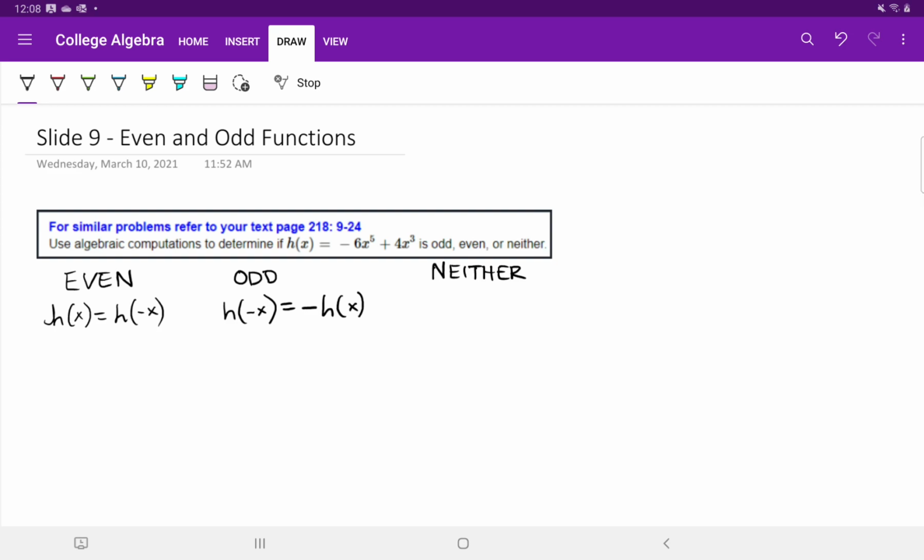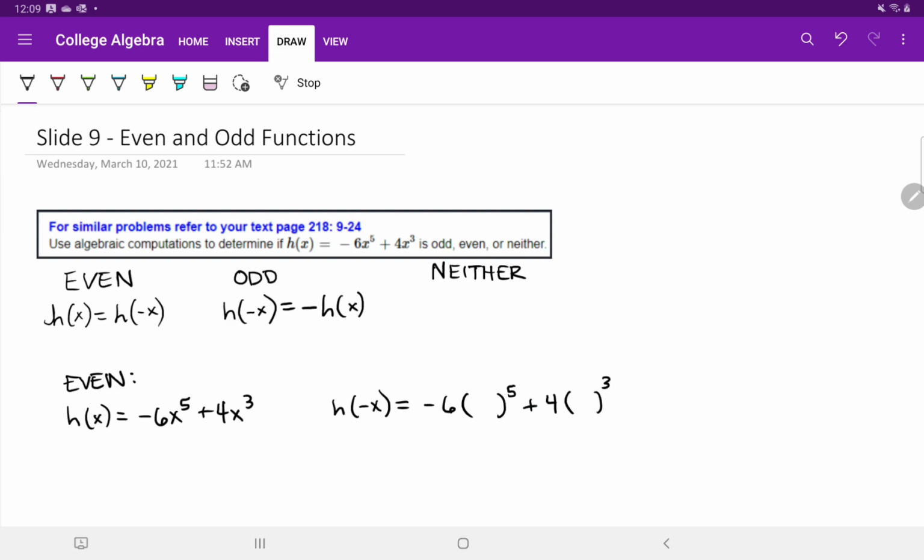We'll start with even. So to test for evenness, first we need to find h of x. Well, that's easy because they told us that in the problem. H of x is negative 6x to the fifth plus 4x cubed. We also need to find h of negative x, which is a matter of rewriting h and replacing all of our x's with negative x's. So I'm going to rewrite h and leave a blank for all of my x's, but in that blank, we're going to now plug in this negative x.